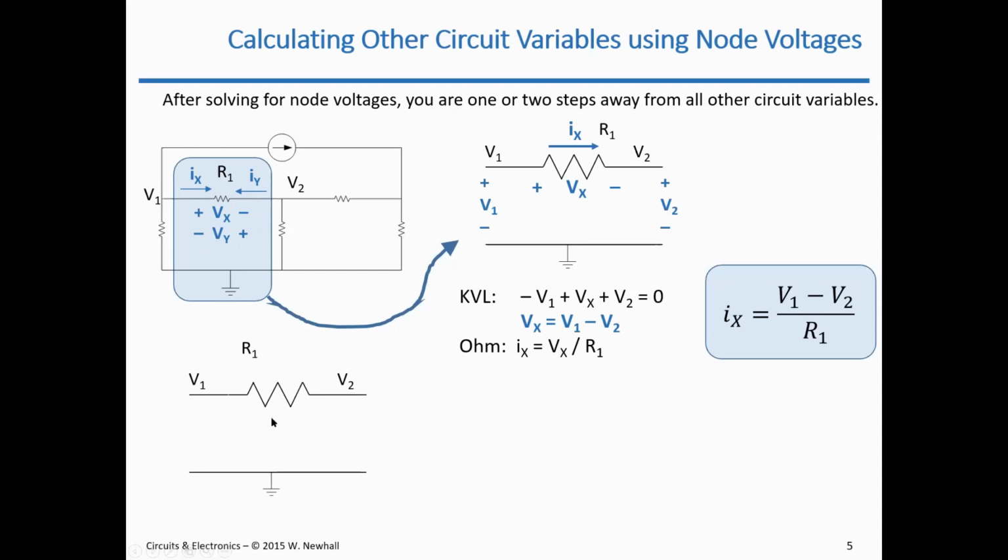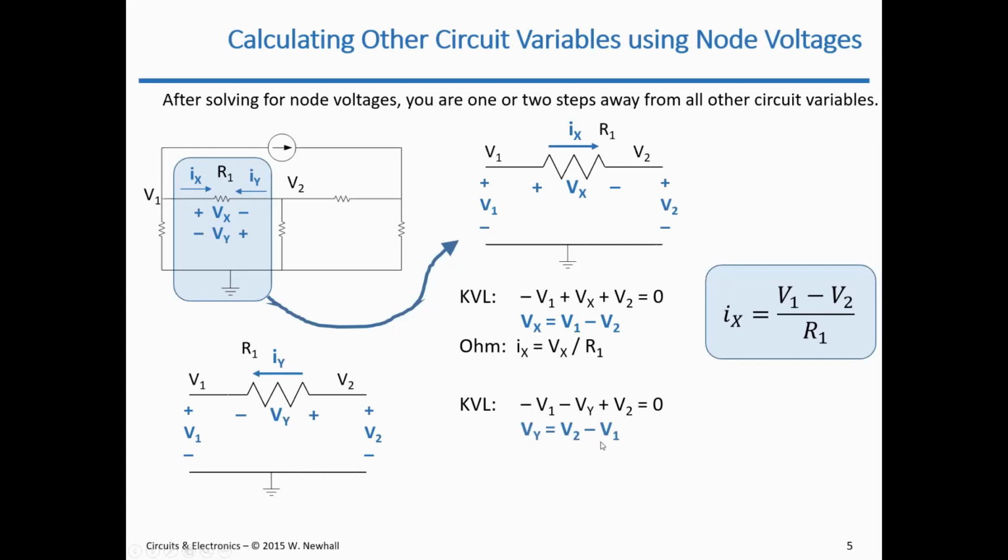I can break that resistor out again out of the circuit, define Vy and Iy, and then define V1 and V2 explicitly. And then I can write the KVL equation. So KVL, right: minus V1 minus Vy plus V2 equals 0. My goal is to figure out Vy first. Vy is V2 minus V1.